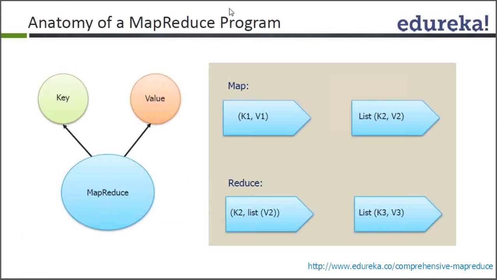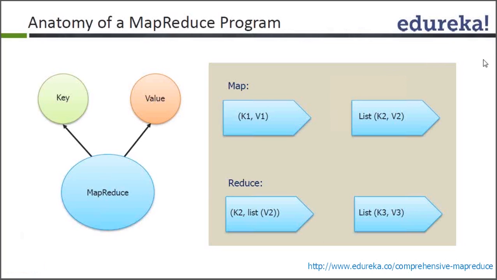So let's proceed ahead, guys. Let me go down to the next slide. There we go. If you look at the anatomy of a MapReduce program, everything is going to be a key value. The key and the value in the map would be the offset point as the key and the record as the value. It will get converted into a list of K2 and V2 based on the business logic, whatever you have in the mapper.